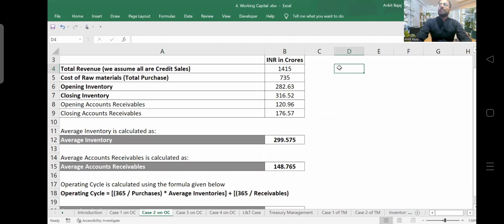We will be requiring inventory days and debtor days. So first, we will calculate the inventory turnover ratio, and then we will calculate the debtor turnover ratio. What is the formula for inventory turnover ratio? The formula is going to be COMC, because COGS is not given, divided by average inventory. And the debtor formula is going to be sales divided by average debtors.